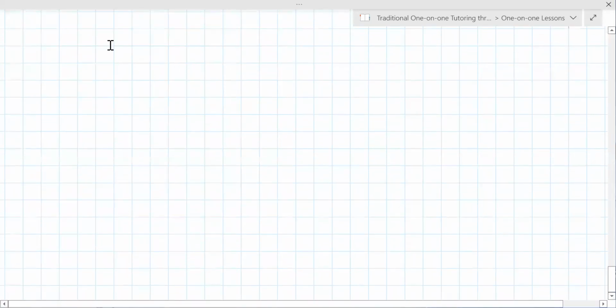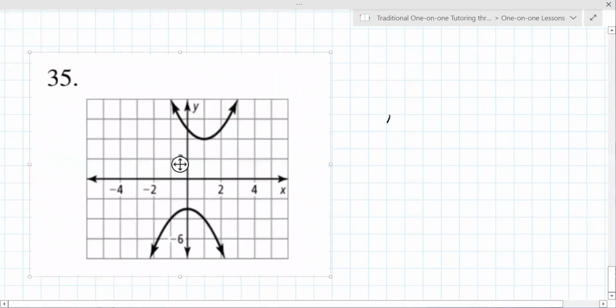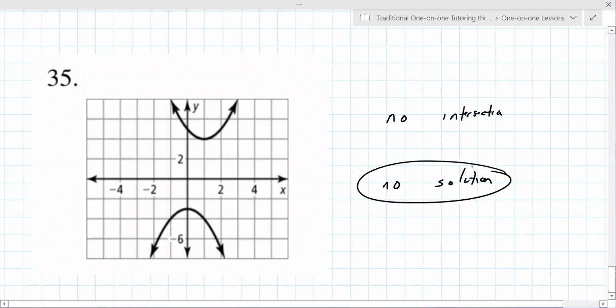35, there are no intersections. So it would just be no solution. Would you just put that? Yep. I like that wording. No solution. That's pretty clear. It's hard to be any clearer than that. No means no in almost every language. So it seems to work out in math as well.